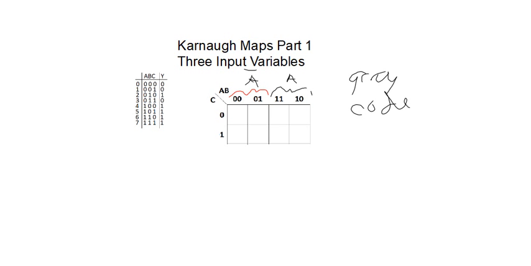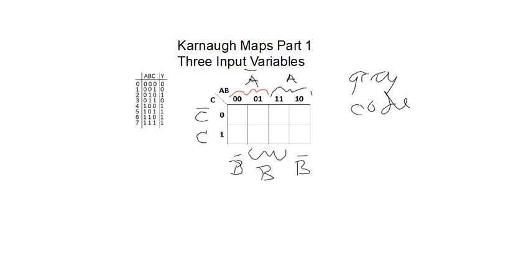Everywhere that B is 1, and that's the two middle columns, we're going to call that B. And then everywhere B is 0, that's the left and right hand columns, we're going to call that B naught. Everywhere that C is 1, we're going to call that C, that's the bottom row. And everywhere that C is 0, the top row, we'll call that C naught.